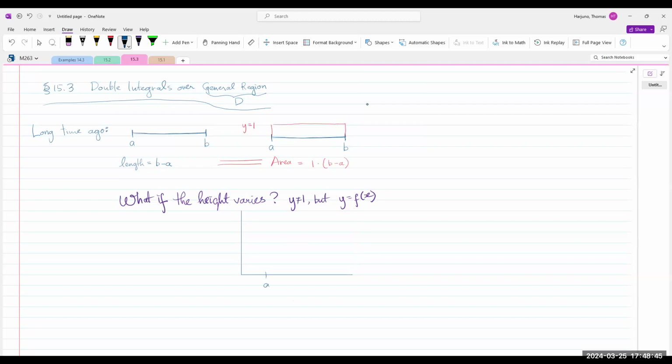let's say this is a and b, right? But we have a function, okay, this is y equals f(x). Now the area is equal to the integral from a to b of f(x) dx, right? Therefore, we end up with calculus 1, remember?